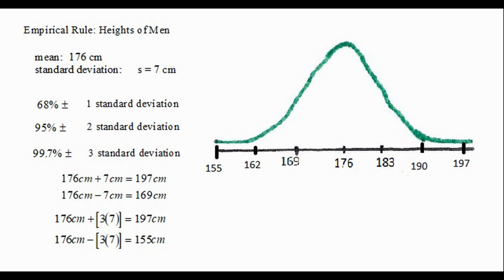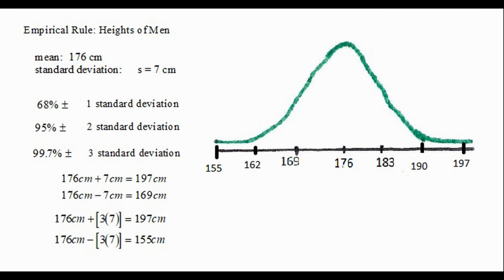Let's say that we measure the heights of many men, and we find that the mean is 176 centimeters, and the standard deviation is 7 centimeters. So in our curve then, right in the middle, we put that the mean is 176 centimeters.